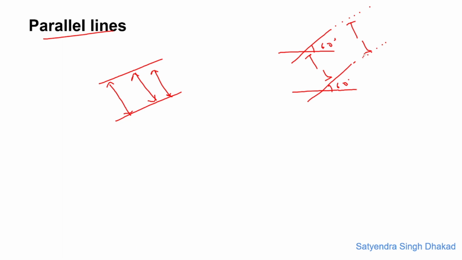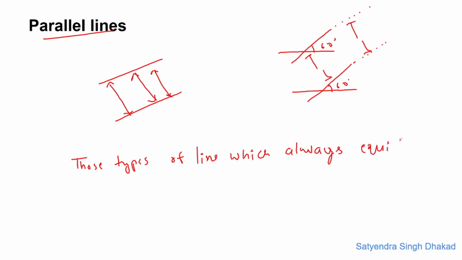So the definition of parallel lines will be those types of line which are always equidistant from each other are known as parallel lines.